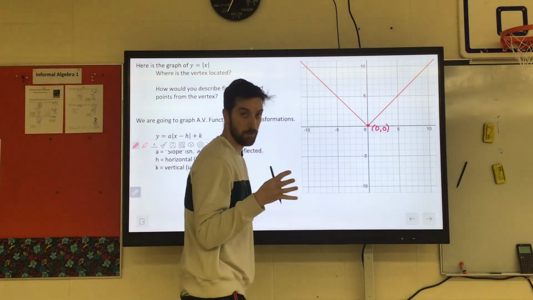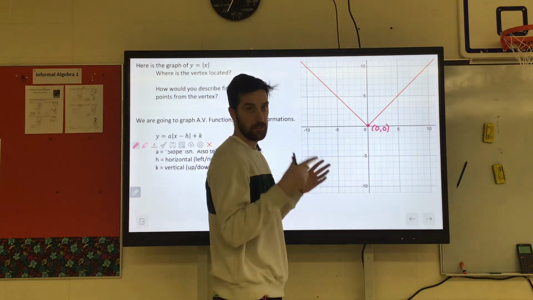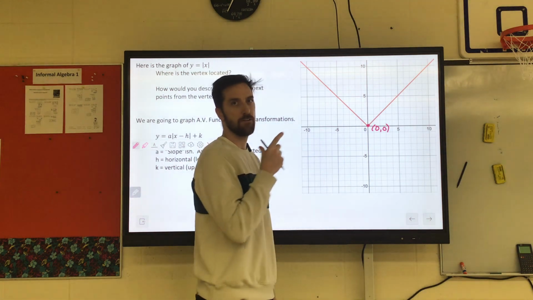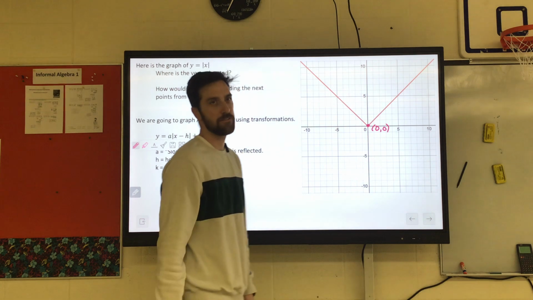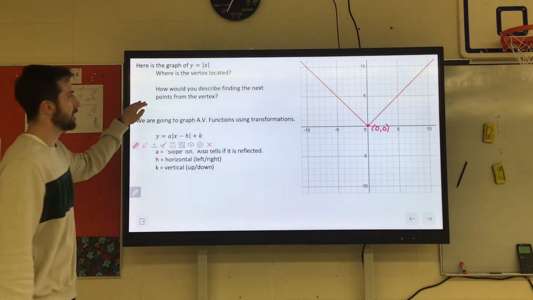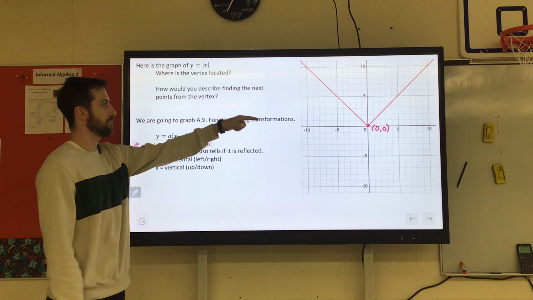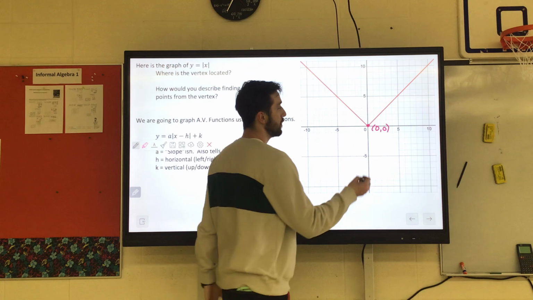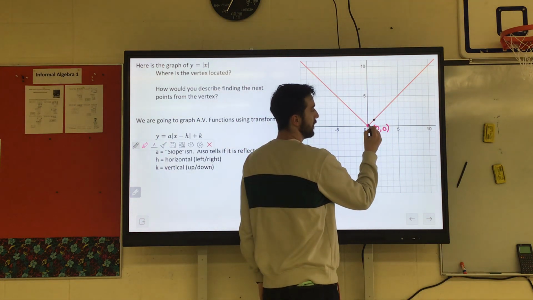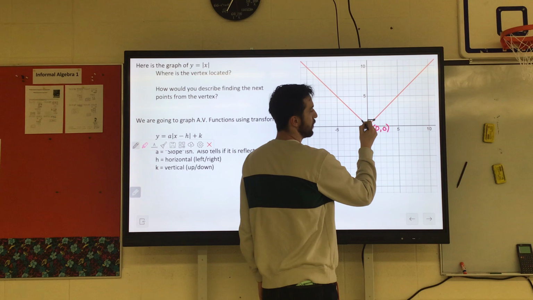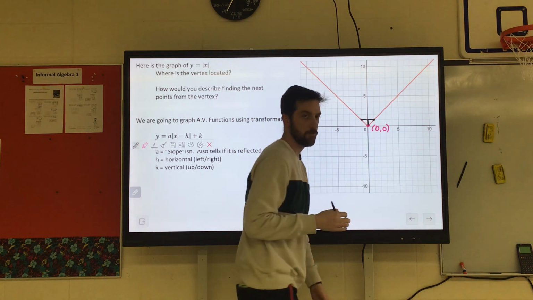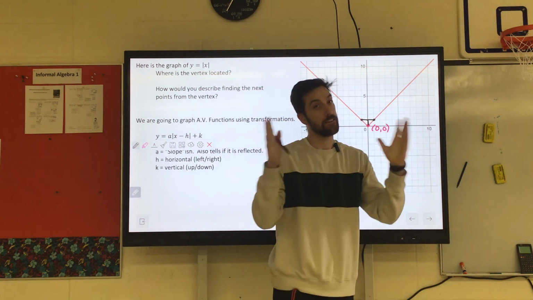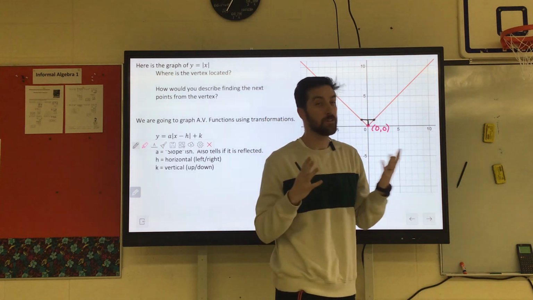So that's like our starting place, and we're going to find the vertex using those transformations that we've used 50 times this year. We're going to go up, down, left, right, all those shifts. If you look at the next question, how would you describe finding the next points from that vertex? So like once you find that point, how do you find the next points? Well, if you look, this point here is up 1, over 1, and this point over here is up 1, left 1. So we went from that vertex, we just went up 1 and then out 1 in both directions. Now again, that will change, but that's like our slope-ish number.